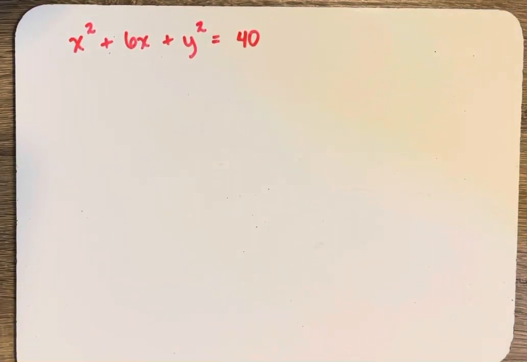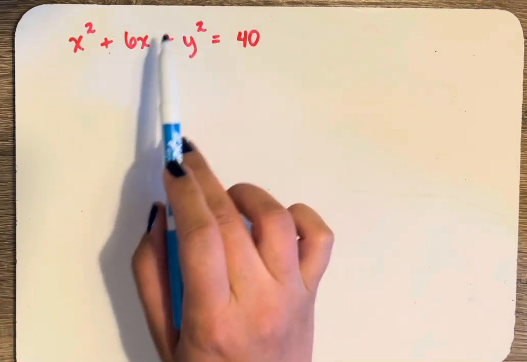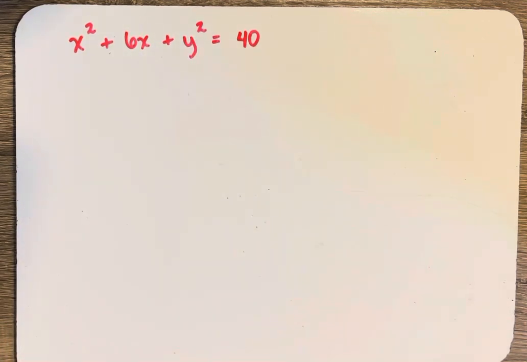So here we have an equation that looks a little bit like the circle equations we've been dealing with. It has an x squared term and it has a y squared term. So it's close to our x squared plus y squared equals r squared, but we have this plus 6x. So I need to do something called completing the square.